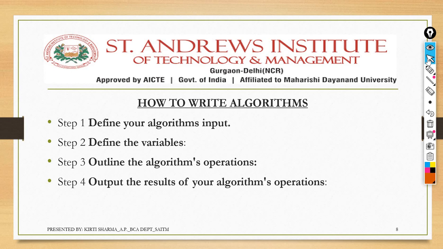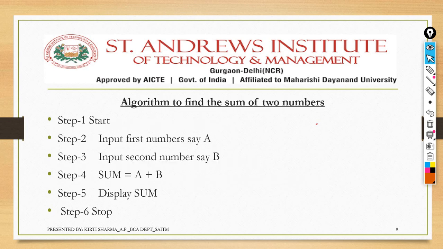The third step is to outline the algorithm's operations. In this step, you have to use the input variables for computation. Like to find the area, you have to multiply the height and width, right?